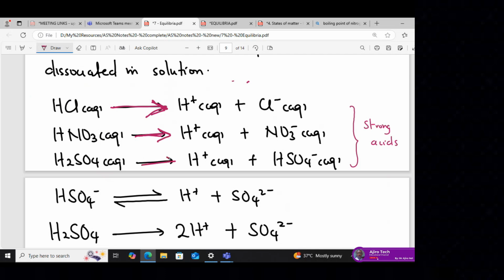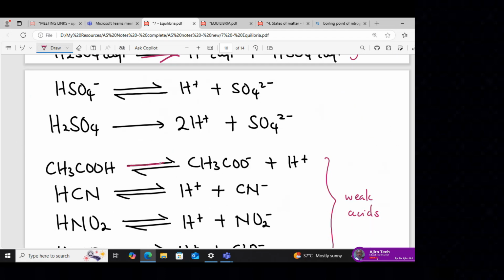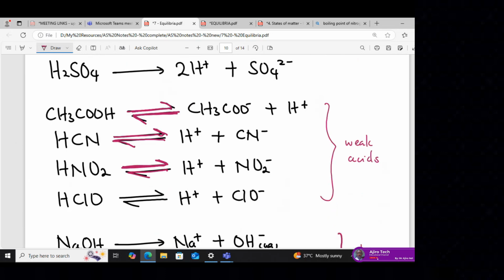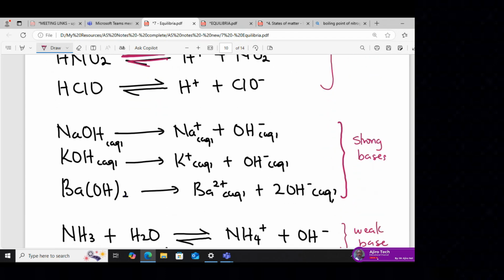When the arrow is one way, it is not reversible. That means it's a complete dissociation. When the arrow is two ways, look at this: ethanoic acid going forward, going backward. Cyanide going forward, going backward. Nitrous acid going forward, going backward. They are all weak acid. Weak acid undergoes incomplete dissociation. Strong acid undergoes complete dissociation. Do you understand that? There's strong alkali. Look at it, sodium hydroxide. Can you see sodium hydroxide?